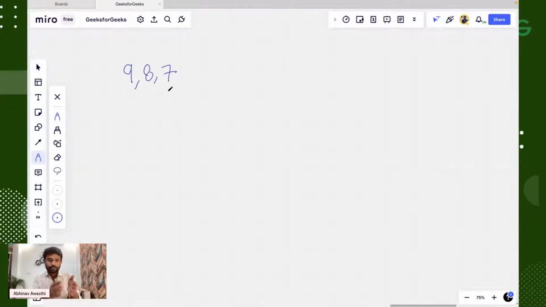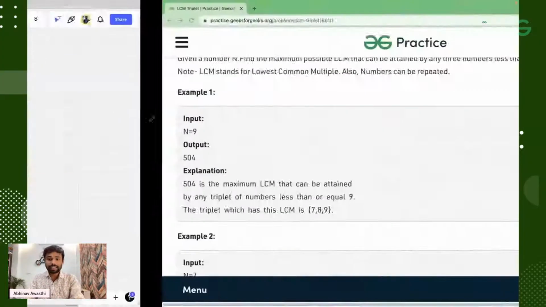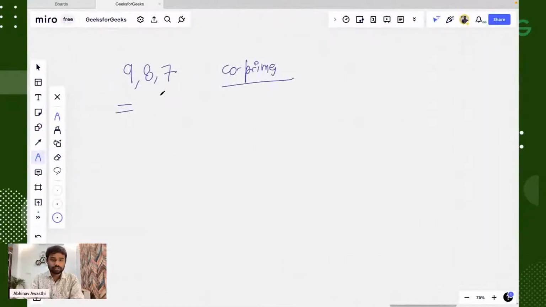Okay, so if n is 9, we have three numbers less than or equal to it: 9, 8 and 7. Because they are all co-prime, the LCM of it will be maximum, and it is given here as 504.